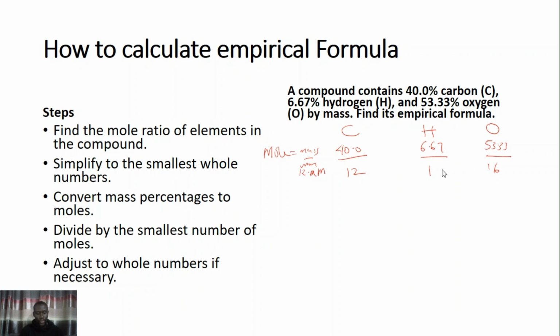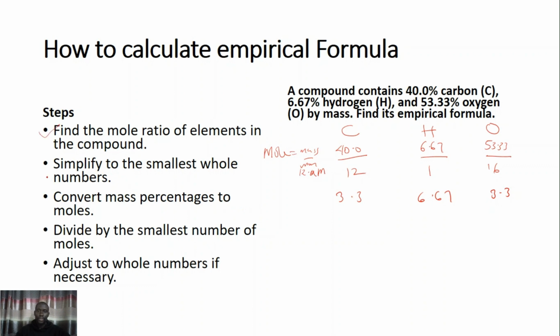Now for carbon, 40 divided by 12 is equal to 3.3. For hydrogen, that is 6.67. And for oxygen, that is 53.3 divided by 16, which is equal to 3.3. Okay, so we've already found the mole ratio of the elements.